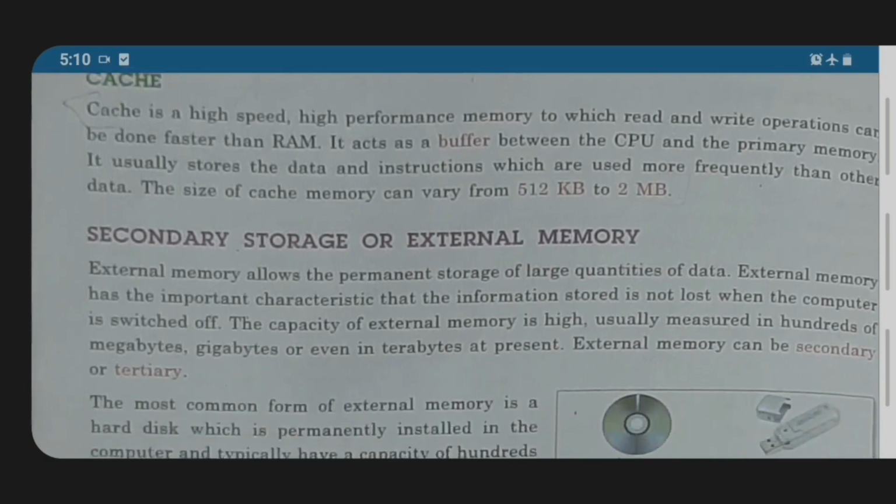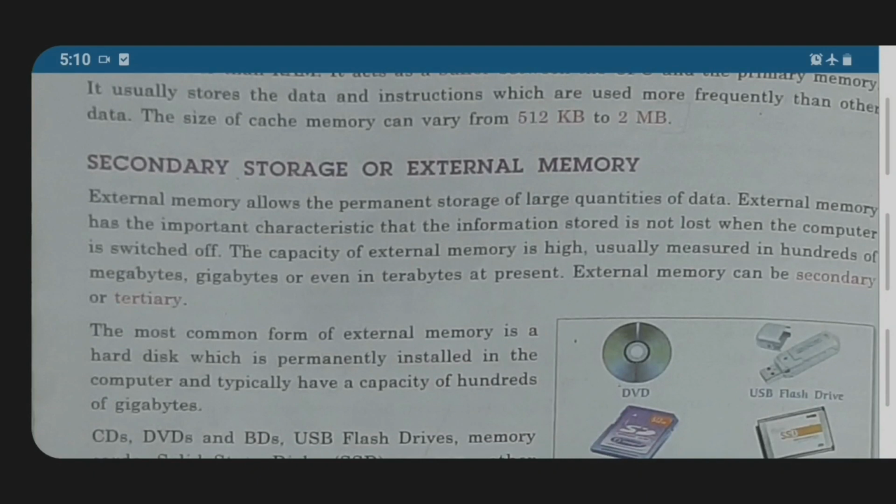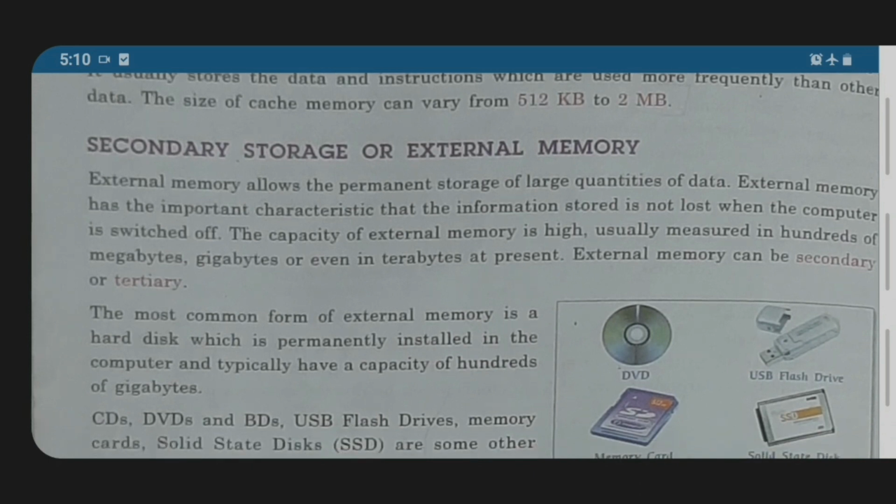Now our next topic is secondary storage or external memory. It is given in the book also, you can see it from the book. External memory allows the permanent storage of large quantities of data. External memory has the important characteristic that information stored is not lost when the computer is switched off. The capacity of external memory is high, usually measured in hundreds of megabytes, gigabytes or even terabytes at present. External memory can be secondary or tertiary.